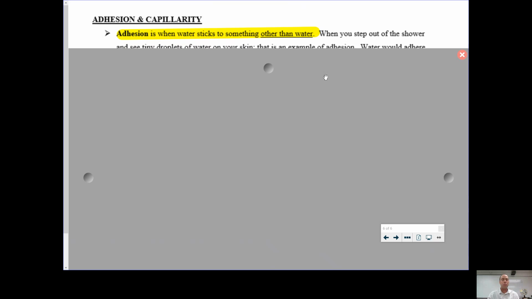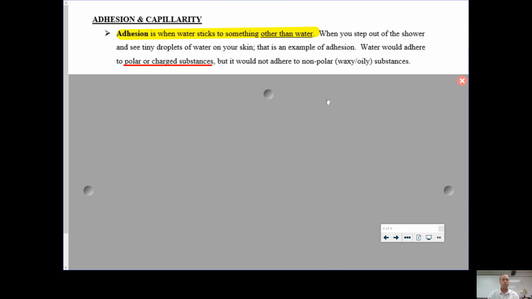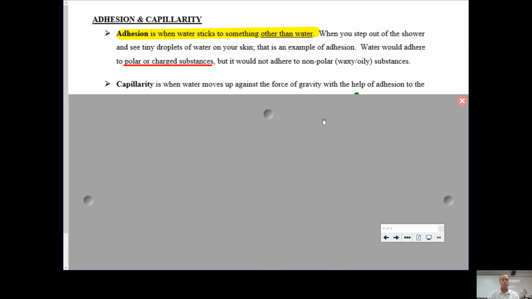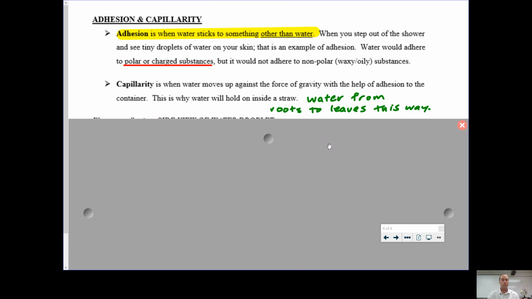Adhesion and capillarity is when water sticks to something other than water. If it's sticking to a polar surface or a charged surface, it will be able to adhere. If it's going through a thin tube, that's what's called capillarity. So adhesion through a thin tube is capillarity.